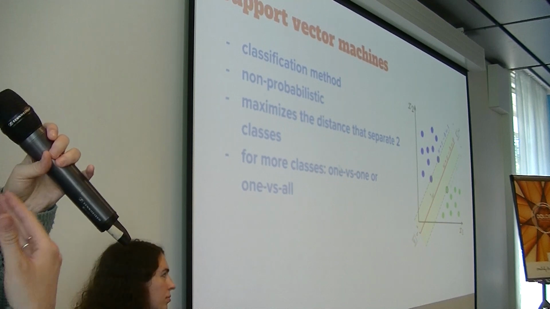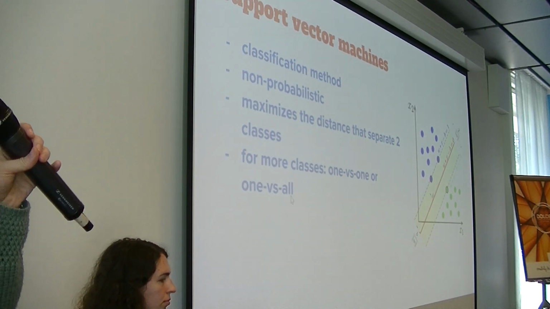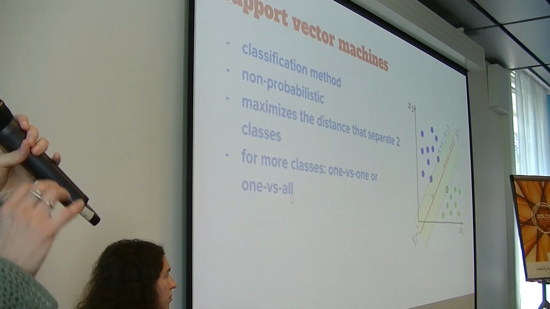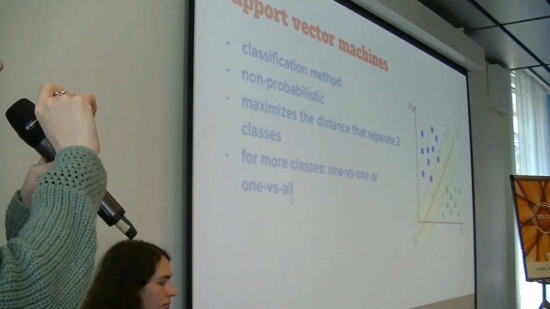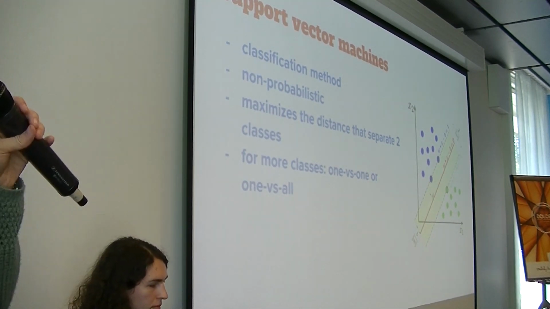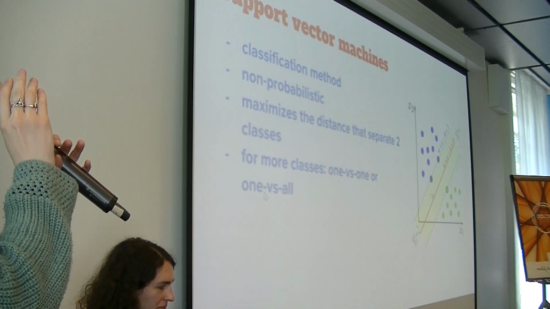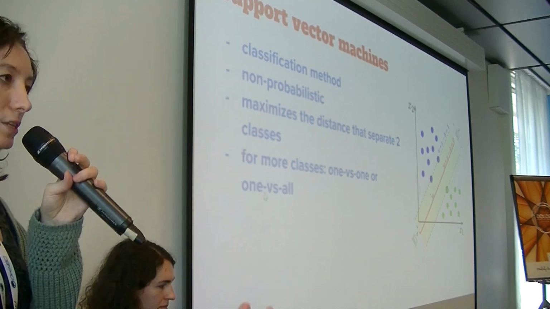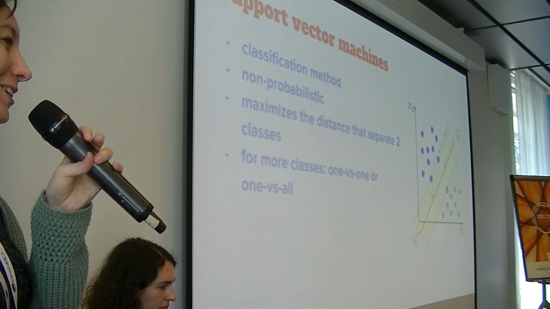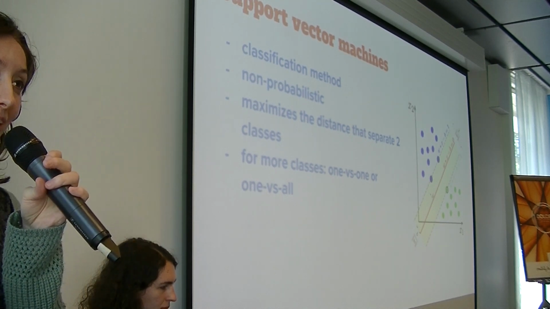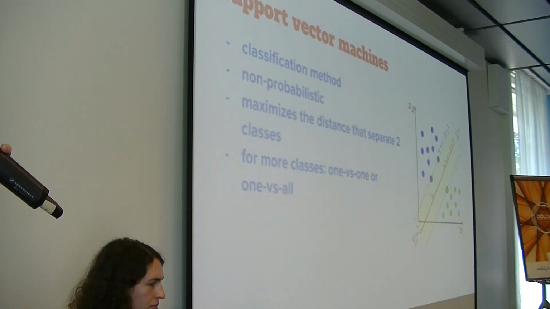However, you can build extensions on top of that using one of two strategies. Either 1 versus 1, where you fit multiple separate SVMs to separate each pair of classes that you have. Or there is a strategy called 1 versus all, where for each class you learn to separate that class versus everything else. Both of these strategies are implemented for SVM in scikit-learn, so you don't have to worry about it yourself. You can just use the existing implementation, and it will handle multiple classes just as well as two classes.